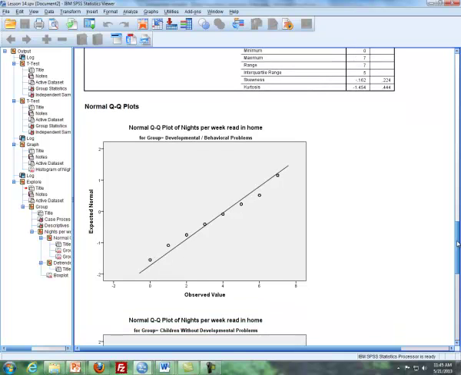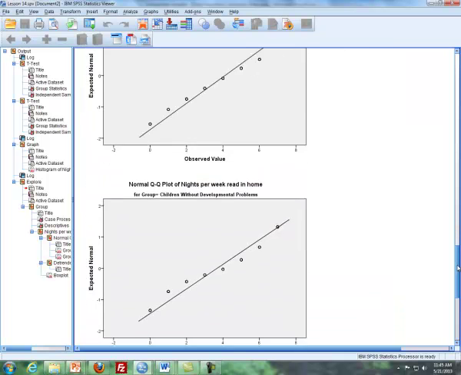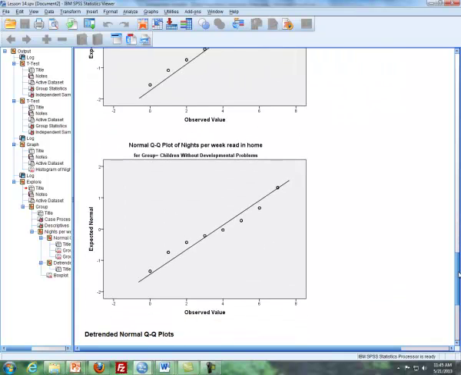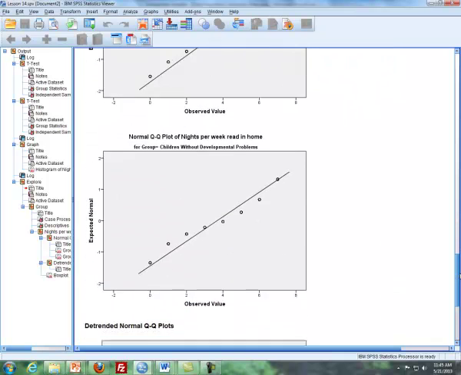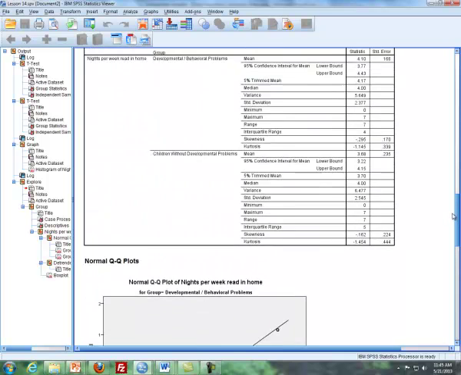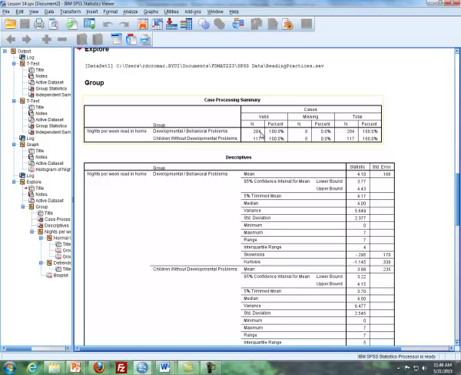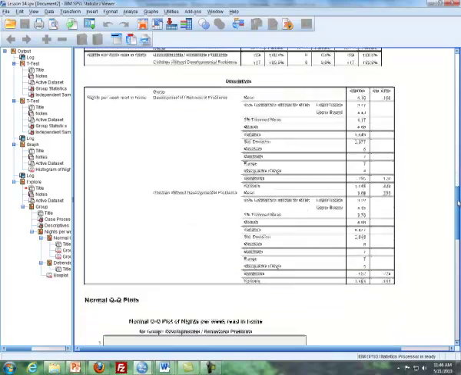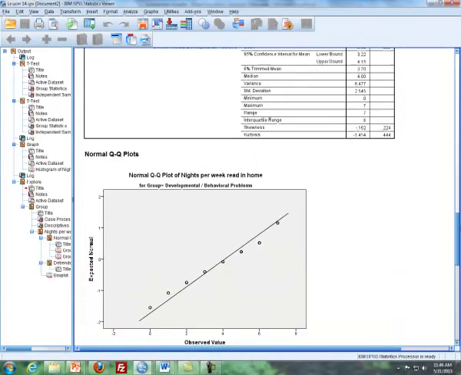This is the QQ plot for the developmental group, and this is the QQ plot for the general group. And it looks like the data appear to be normally distributed. And these are the box plots down here. Now, if I look at this, the sample sizes are pretty high anyway. So given these sample sizes are large, we could probably assume that the distribution of sample means is normal.